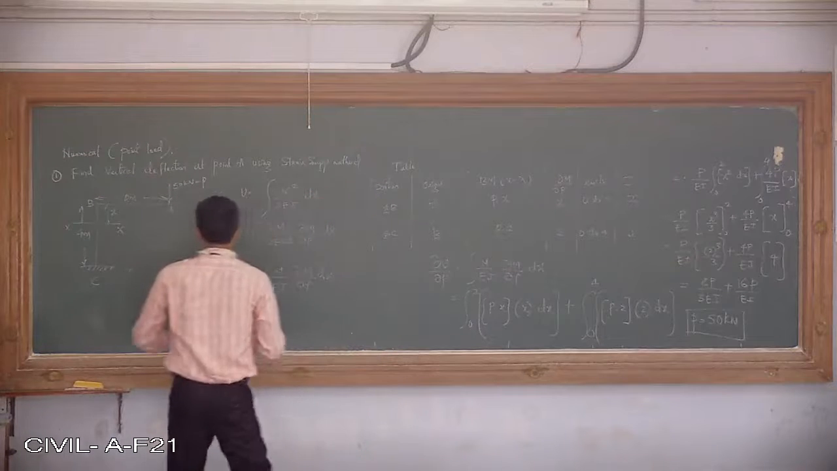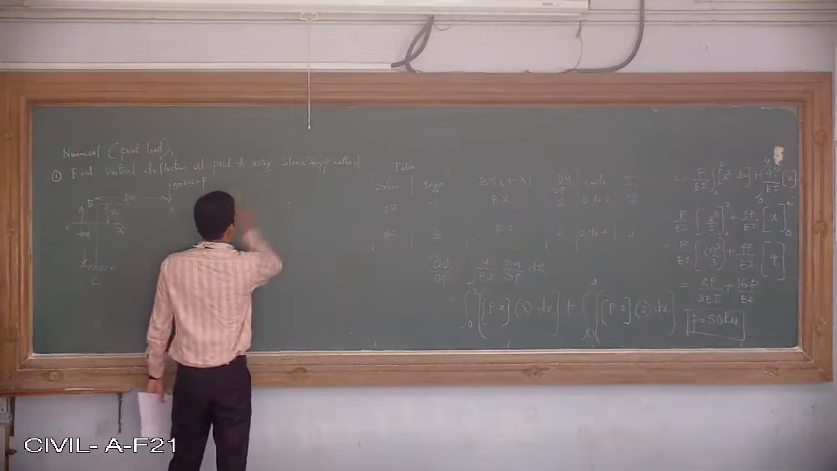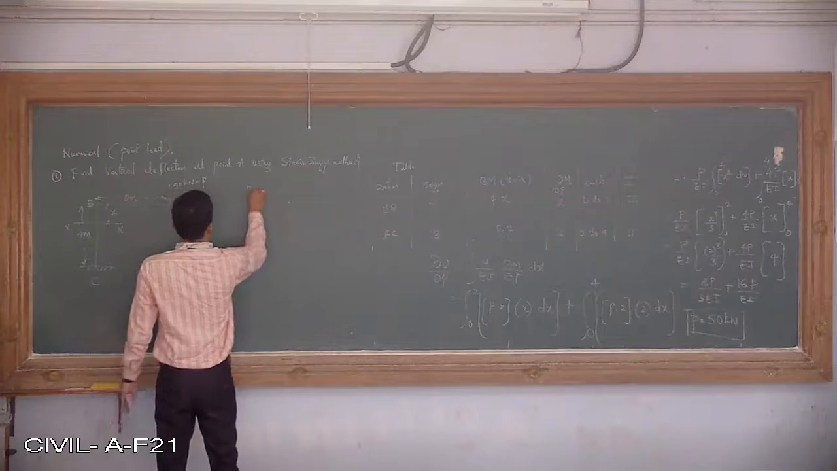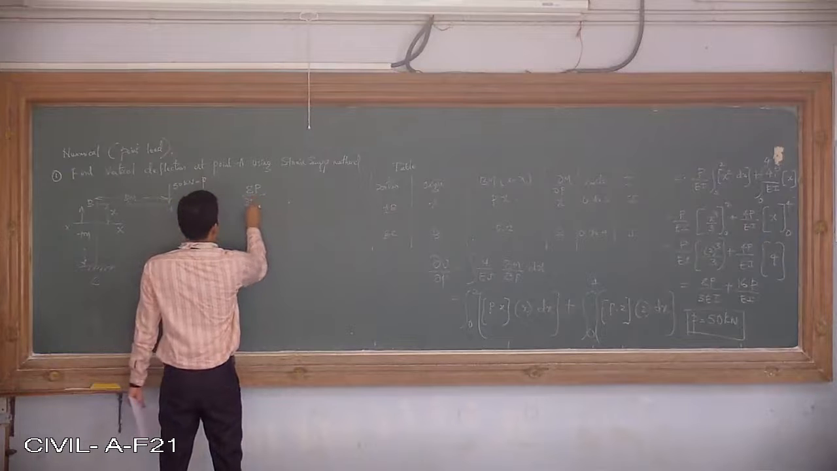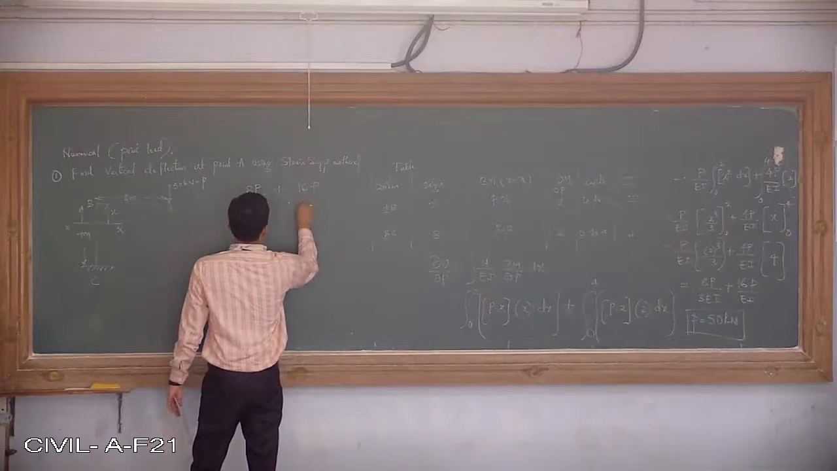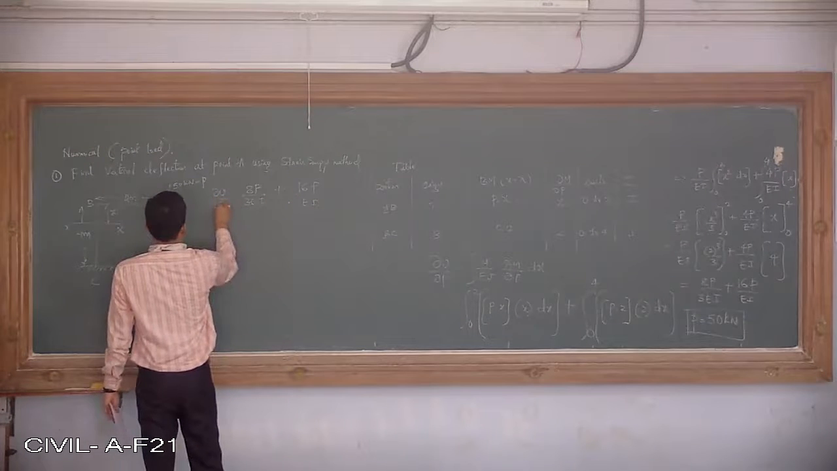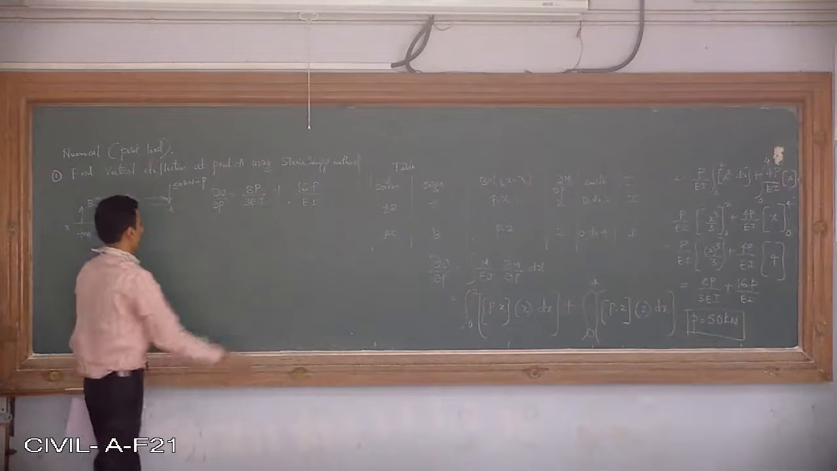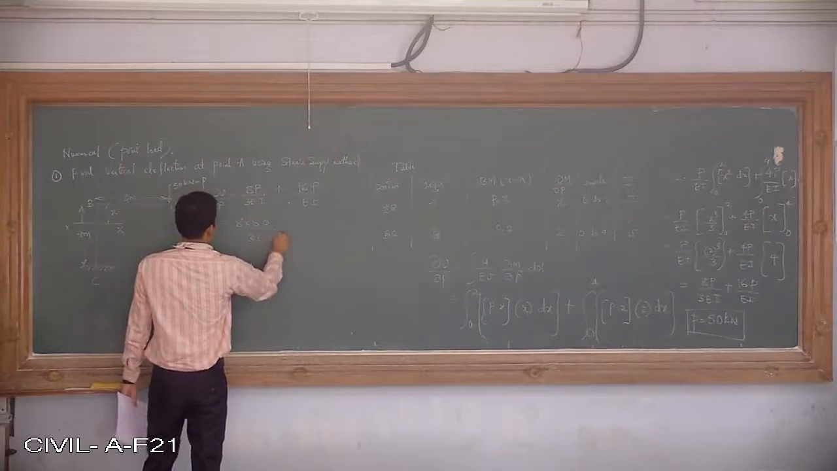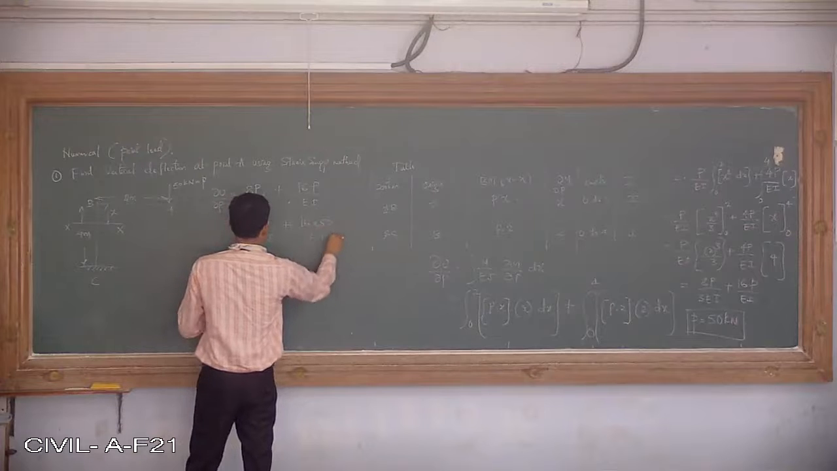What remains? We have 8P divided by 3 EI plus 16P by EI. So this is the strain energy dou U by dou P. Now you are going to replace P as 50 kilonewton. It is 8 into 50 by 3 EI plus 16 into 50 by EI.